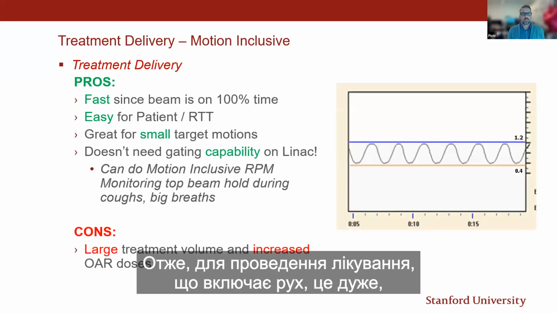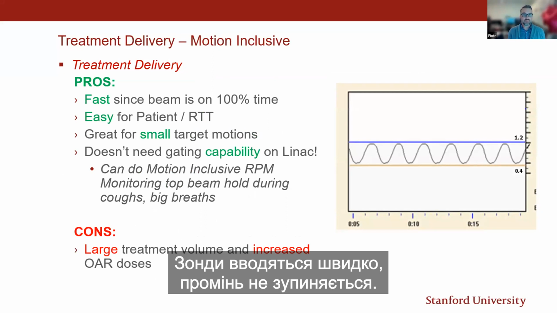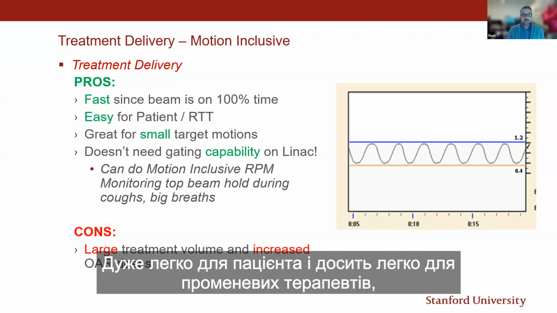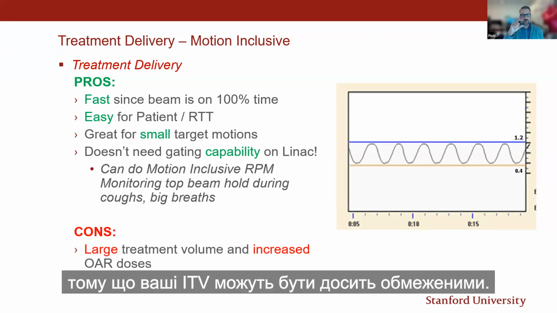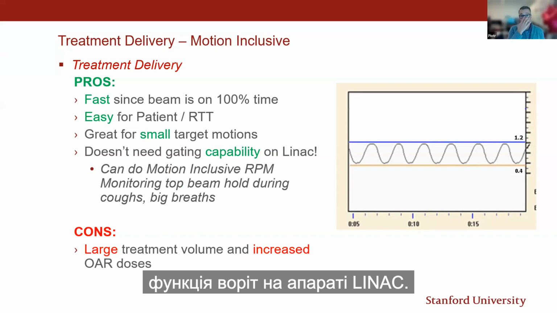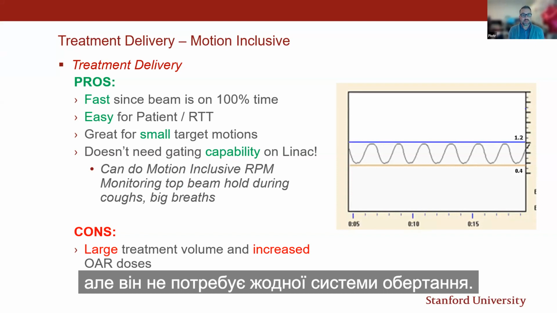So delivery of a motion inclusive treatment is nice and fast and easy. The pros are, it's quick. The beam doesn't stop. It's basically treating the entire time. The target is the entire motion of the tumor. Very easy for the patient and quite easy for the RTTs, so they love it. It's great for when motions are quite small because your ITVs can be pretty limited. And the nice thing is, again, it doesn't need actual gating capability on the LINAC. You could use this on any LINAC, and it doesn't need any sort of RPM system.